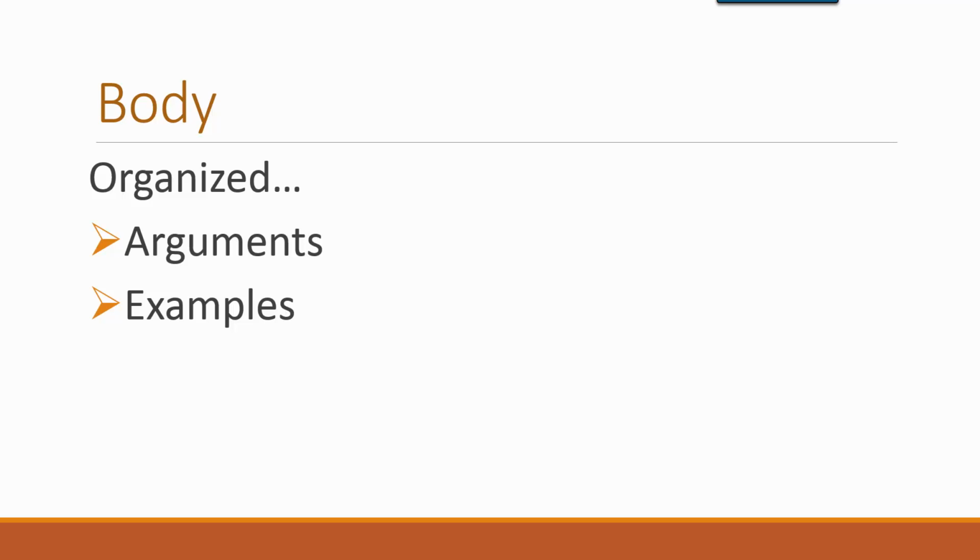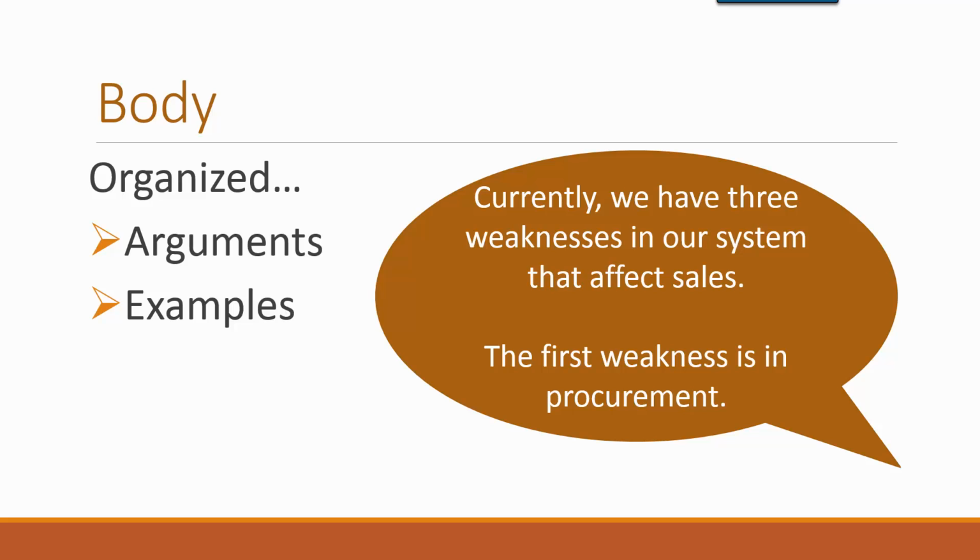Your body itself should be organized. Use arguments, use examples, reveal them in an organized fashion. Currently, we have 3 weaknesses in our system that affect sales. The first weakness is in procurement. Immediately, your audience knows the structure of your argument.